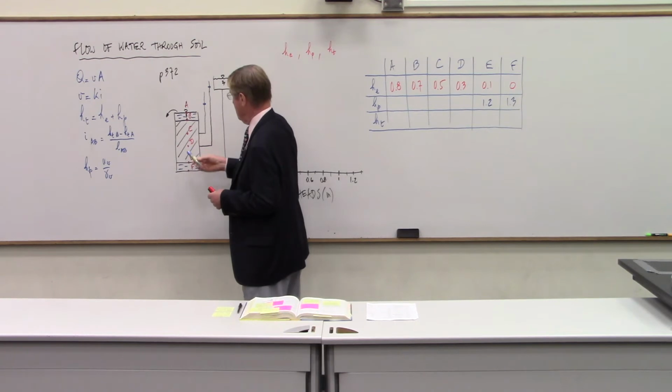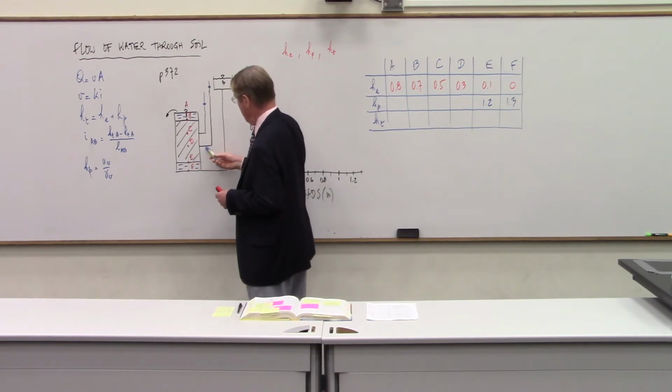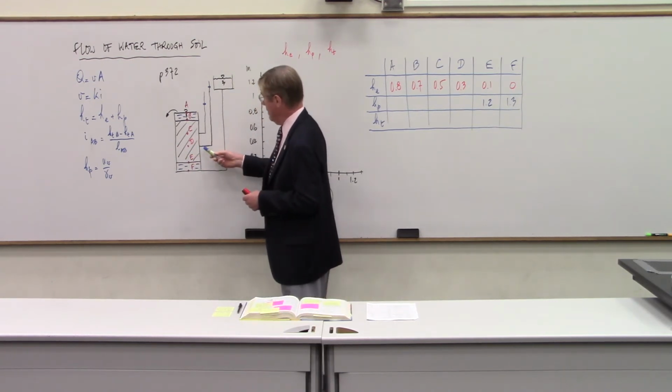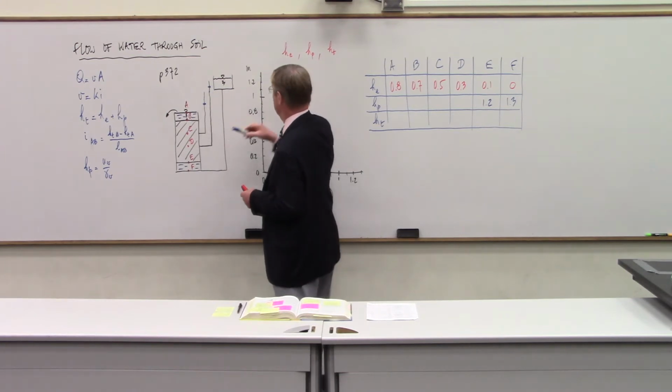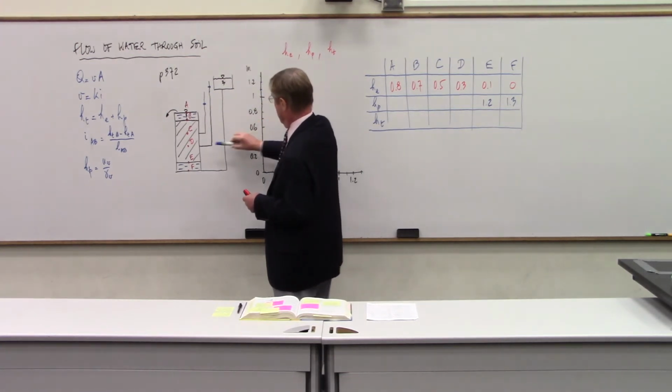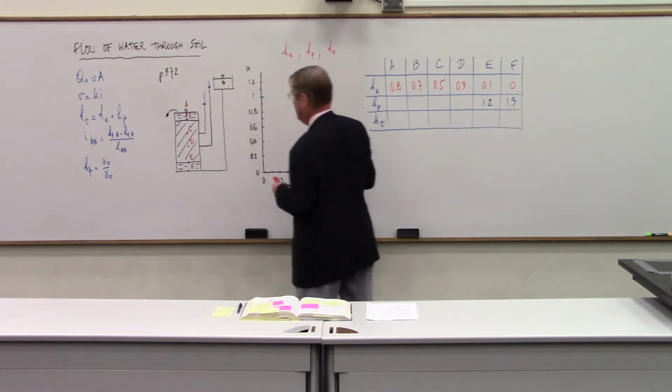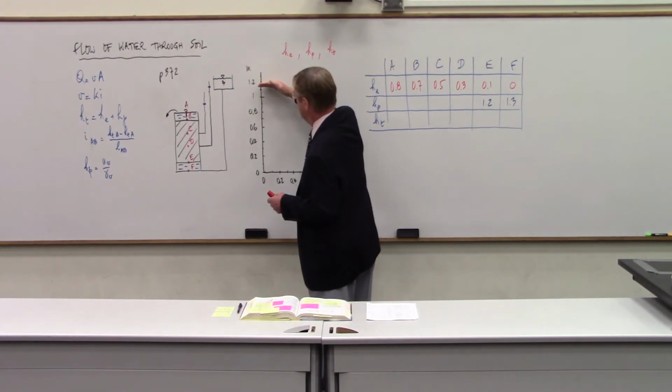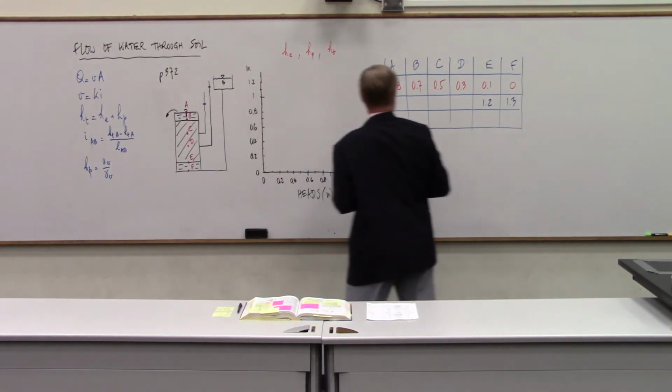So let's do D now. Well, at D, you see I have this pipe here. And this pipe goes up to this level. And this level is 1.15. And D was at 0.3. So the pressure head at D is going to be 1.15 minus 0.3, so that's 0.85.